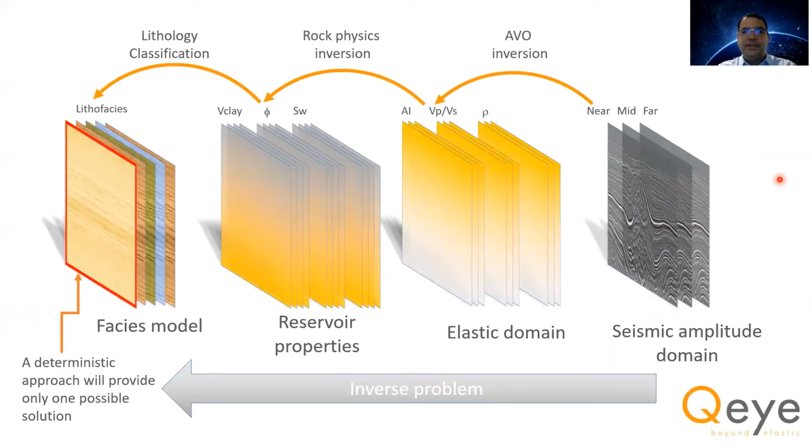So let's start by looking at this illustration of what a typical phase classification workflow looks like. We would start with some seismic data, in this case AVO seismic data, and we will perform an AVO inversion to basically estimate the elastic properties that can explain the input seismic data. In this case, we chose to describe our data in terms of acoustic impedance, VP/VS, and density values.